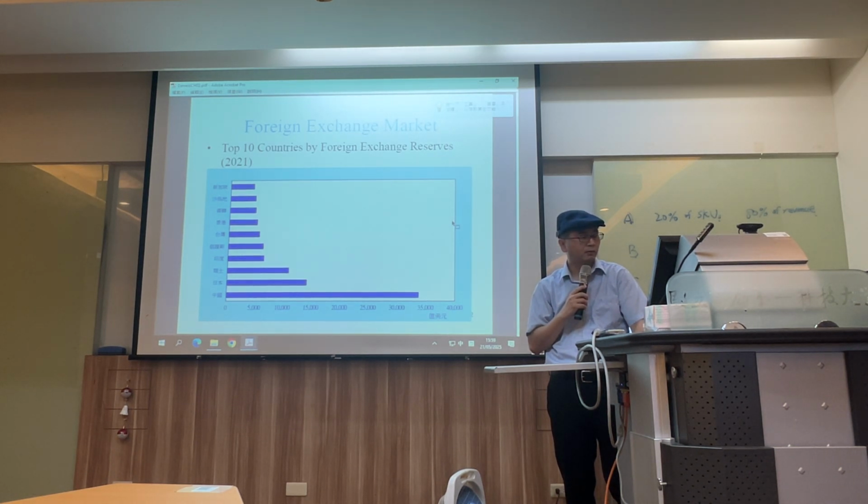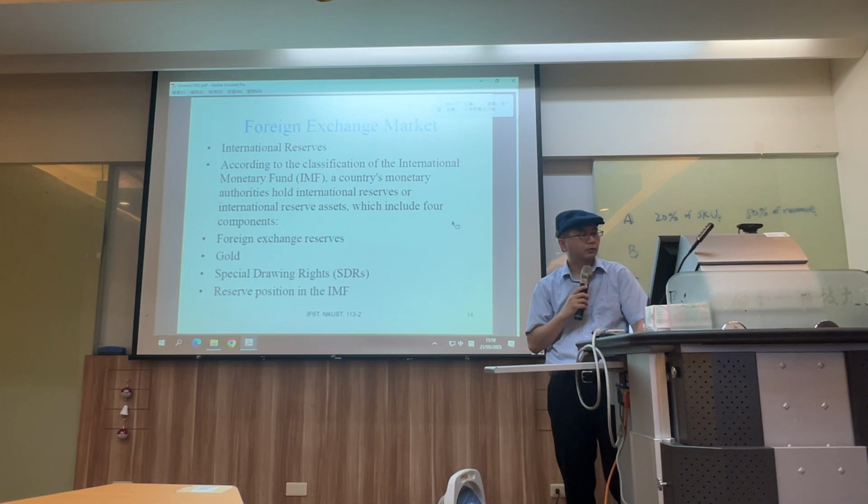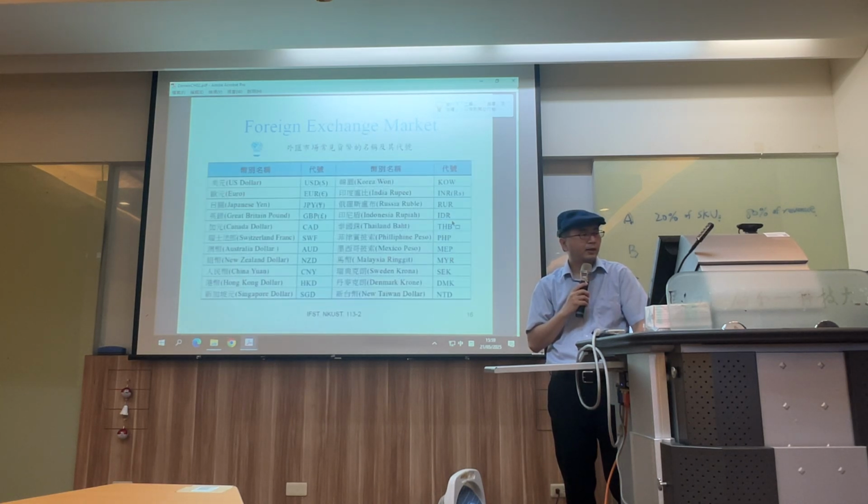That was led by China, Japan, and Switzerland, right? And then we have talked about what the components of international reserves are, along with the definition of it. And then we have talked about the currencies that we commonly see in the foreign exchange markets, and what the symbols for each are, right?